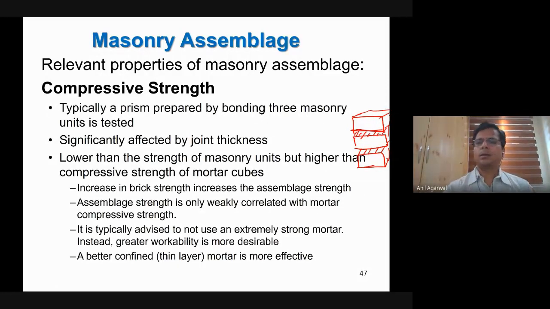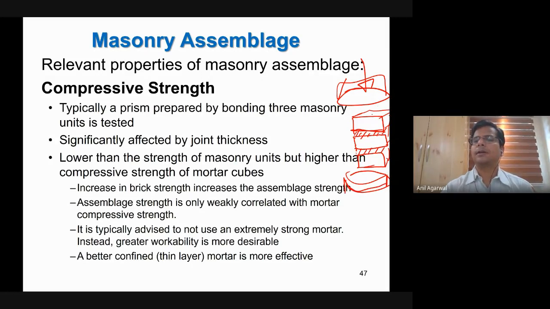Okay, then they do the curing and everything so that it gains its strength. Then, similar to the brick test, they put this whole assembly under a compressive test machine. Okay, so it is subjected to compressive stress until it fails. Once it fails, then you measure that stress at which it had failed.